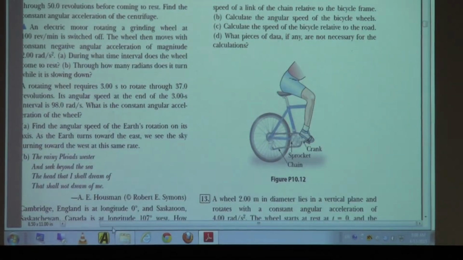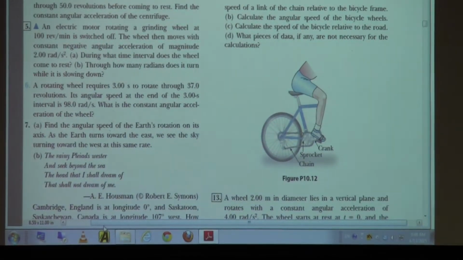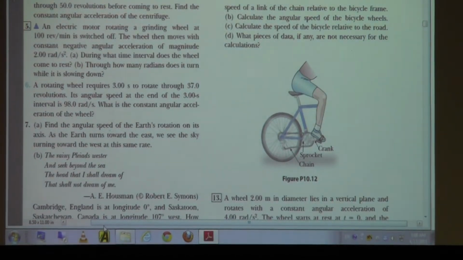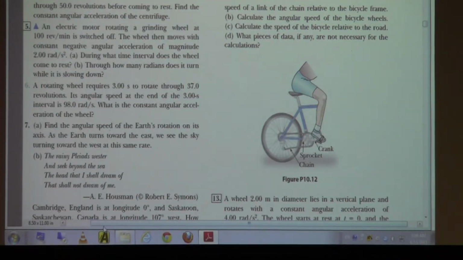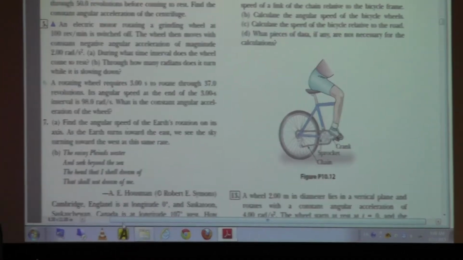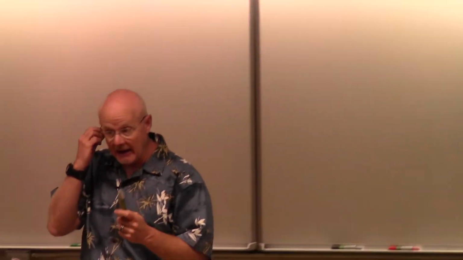It rotates through 50 revolutions before coming to rest. Find the constant angular acceleration of the centrifuge. Okay, so the good news here is they have told me it is a constant acceleration.